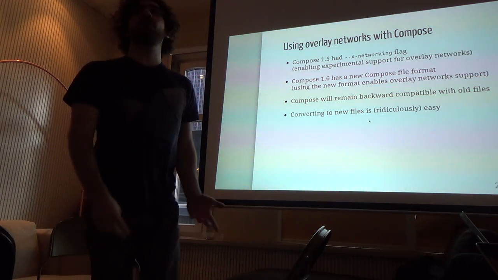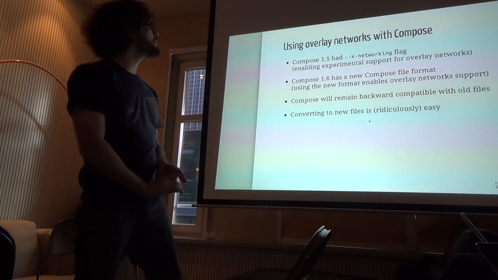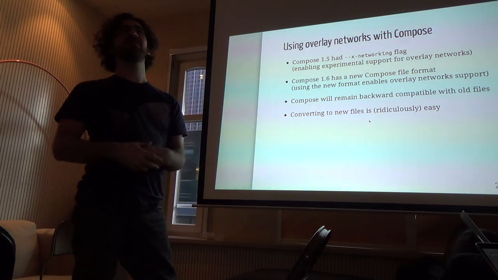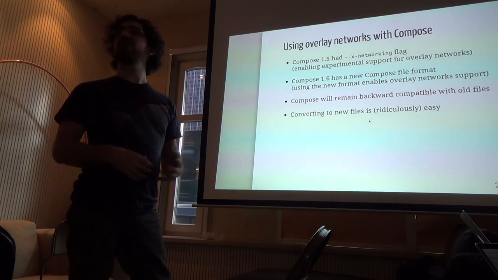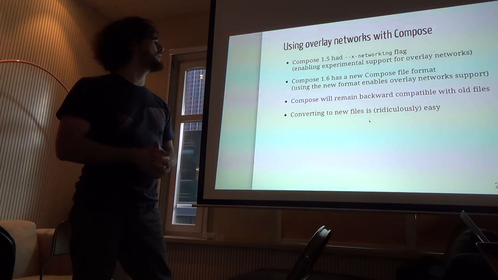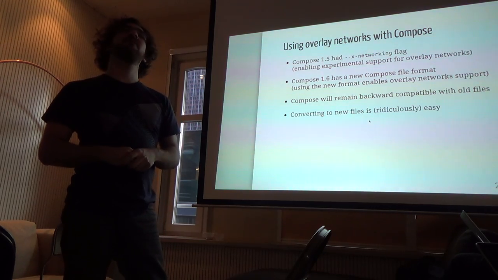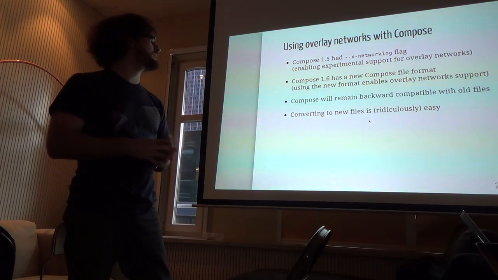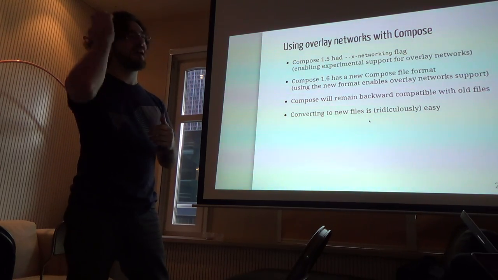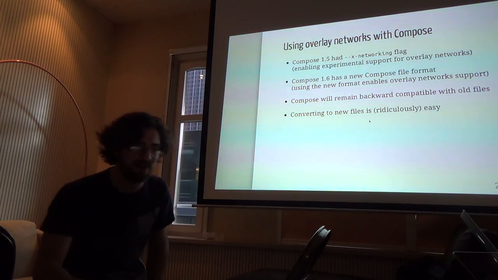All right, so we have overlay networks, but how does that help with Compose? In Compose 1.5, there was the x-networking flag, which means create a network for my containers and put them all on this network. And in Compose 1.6, there is a new Compose file format that has the notion of networks. Compose is still backward compatible with the old Compose files, but it will automatically switch to the new format when it detects a file with the new format.